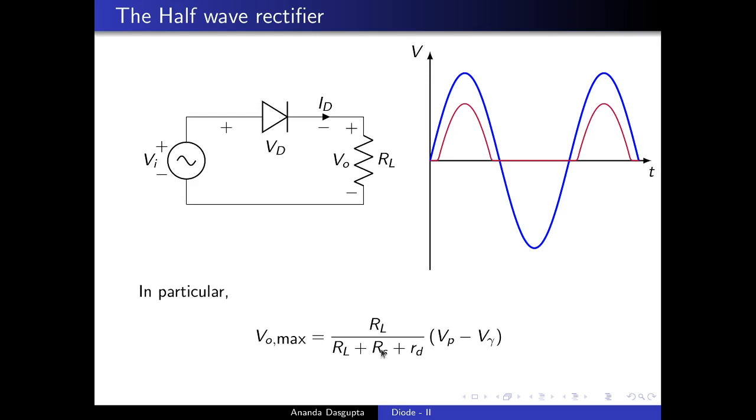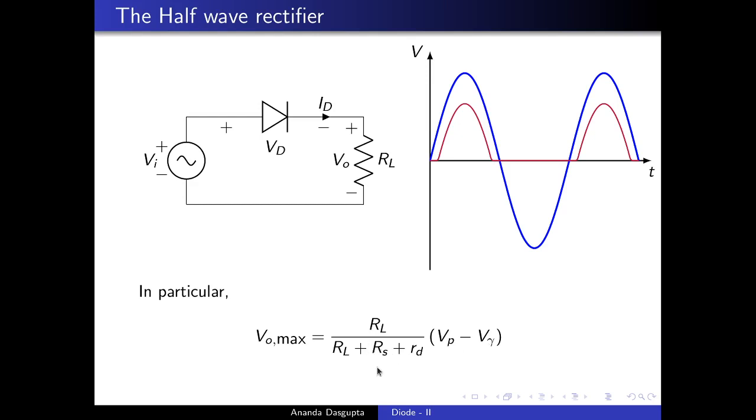Here I have explicitly shown the effect of the source resistance. So in case you are wondering, the previous formula should also have had an RS in the denominator. We just suppressed it till then. But here we are being more exact. It's not only the diode forward resistance which causes the output to be less than the maximum possible Vp minus V gamma. Source resistance also has a say in it.